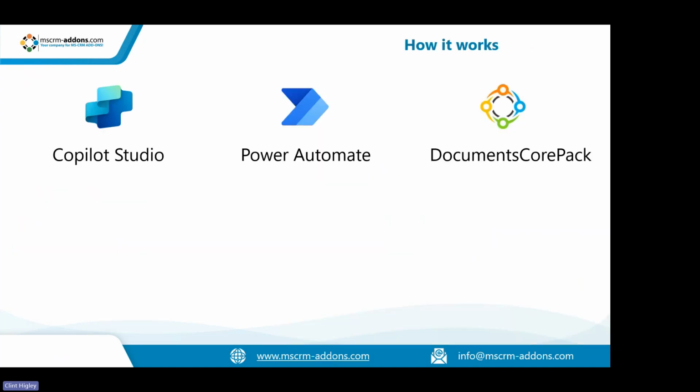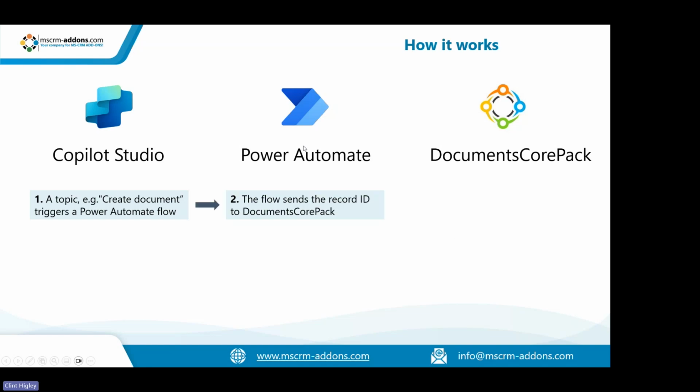So let's talk a little bit about how this works. There are three main components involved. Number one, which you may not be familiar with, is Copilot Studio. Then Power Automate, which you're familiar with, and the DocumentsCorePack connector, which you're probably familiar with. All these three things combined are what we're going to use to make this whole thing work. The first thing we're going to do in Copilot Studio is create a topic, like a create document topic that triggers a Power Automate flow.